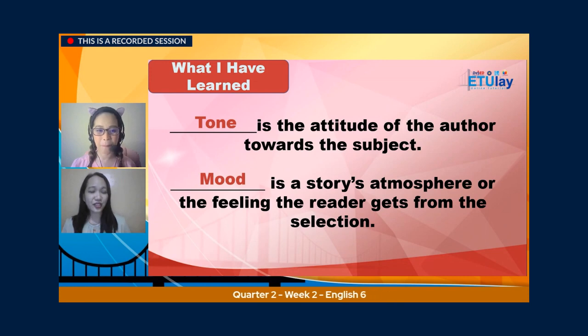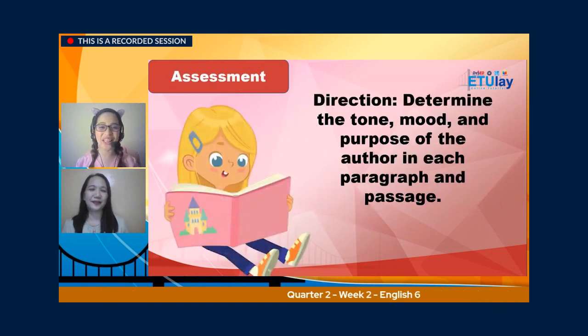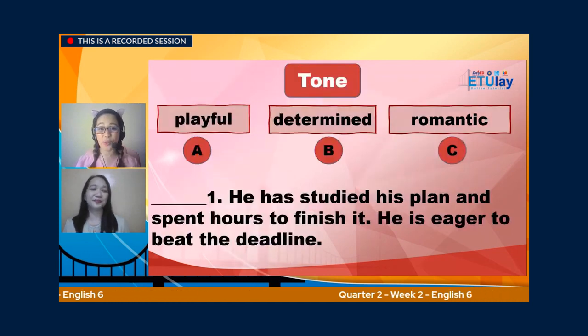Tone is the attitude of the author towards the subject. Mood is a story's atmosphere or the feeling the reader gets from the selection. That's amazing. And let's see here in our assessment part if they can still get a perfect score in this activity. For the direction learners, determine the tone, mood, and purpose of the author in each paragraph and passage. Let's start with tone.